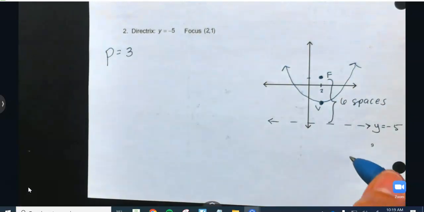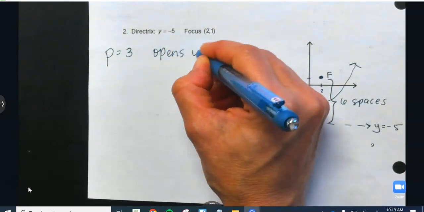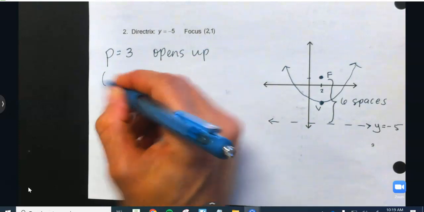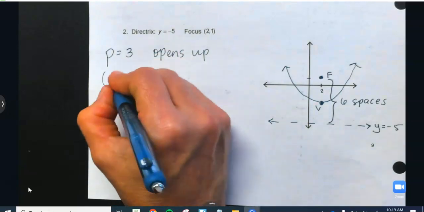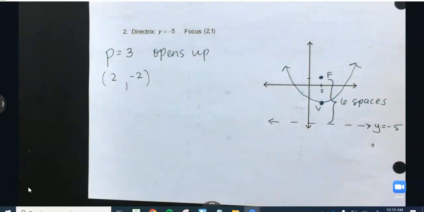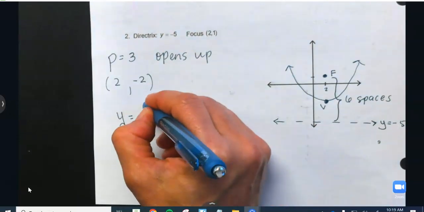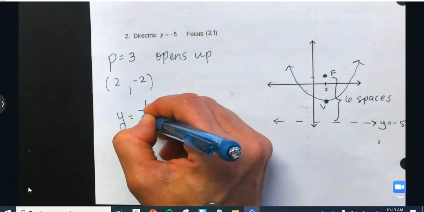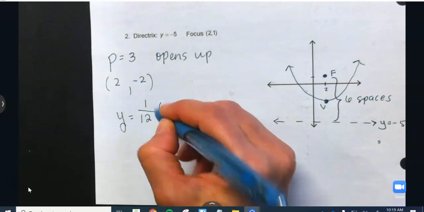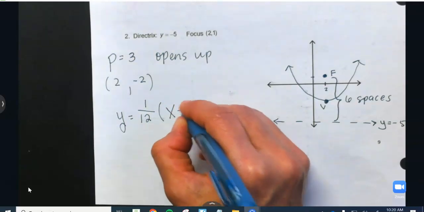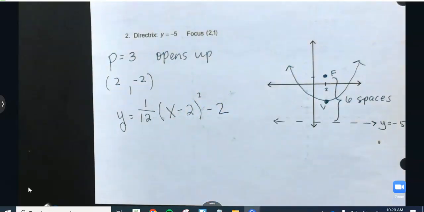All right. Okay, we know the direction of the opening. It opens up. We just need the vertex. Y'all, what's HK? What's right in the middle of that? 2, -2. Good. All right, so it's going to be y equals, it opens up, so it's positive. Ooh, what's the denominator of this? Yes. x -2, close it, square it, -2 for your K value.